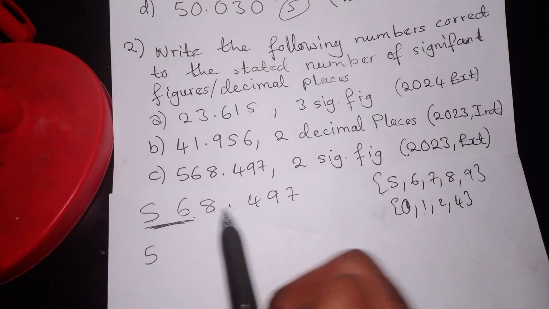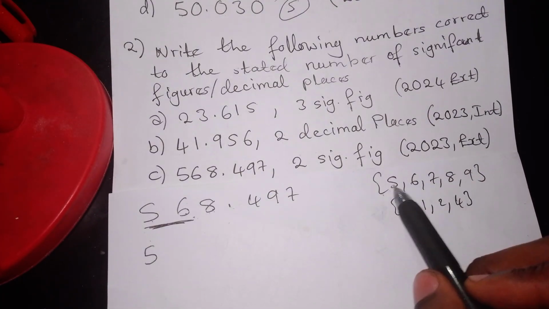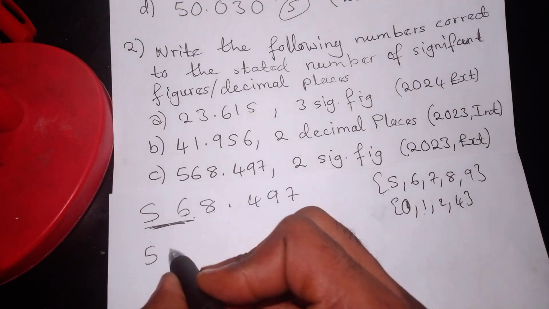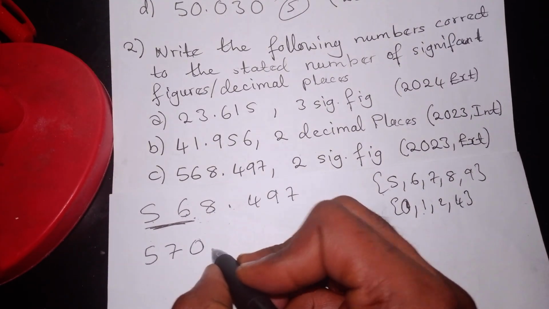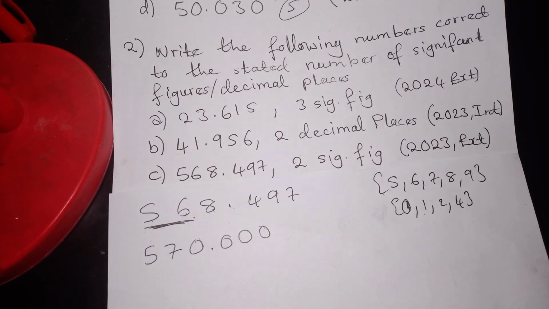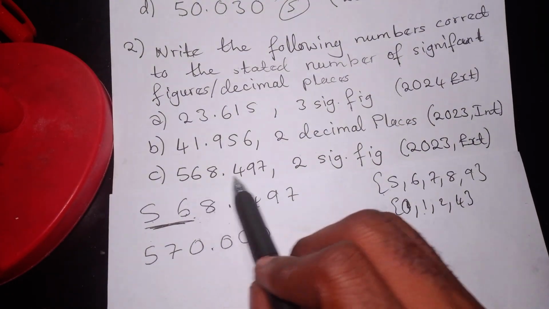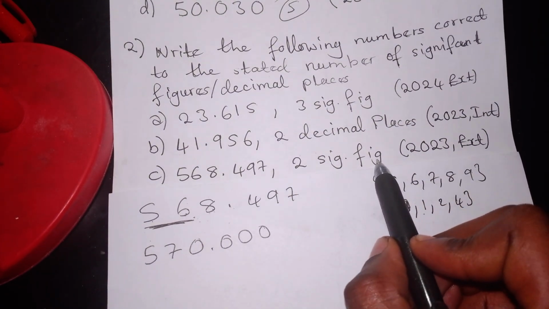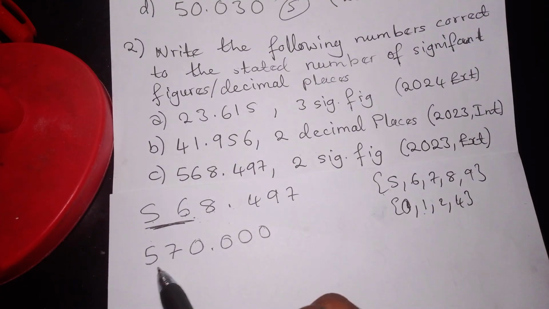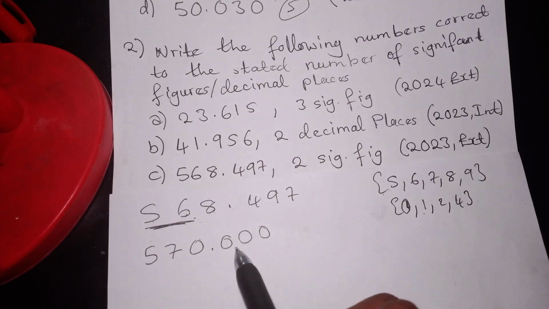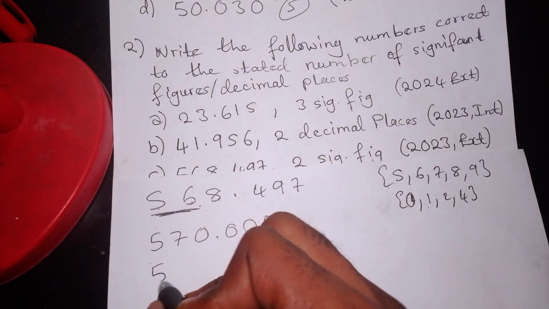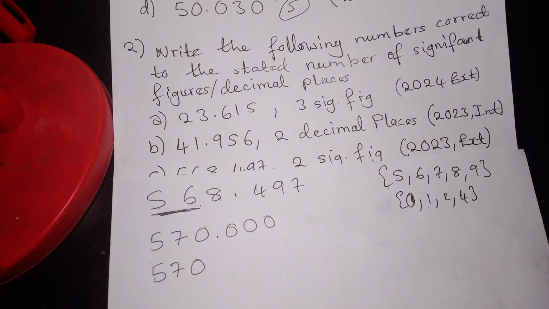So as you can see, 8 is greater than 5. So that means this one will increase by 1, and then everything else will be 0. But the question here is saying correct to 2 significant figures. These are not 2 significant figures because of the decimal numbers here. So what you do is you write this as 570 so that you only have 2 significant figures.